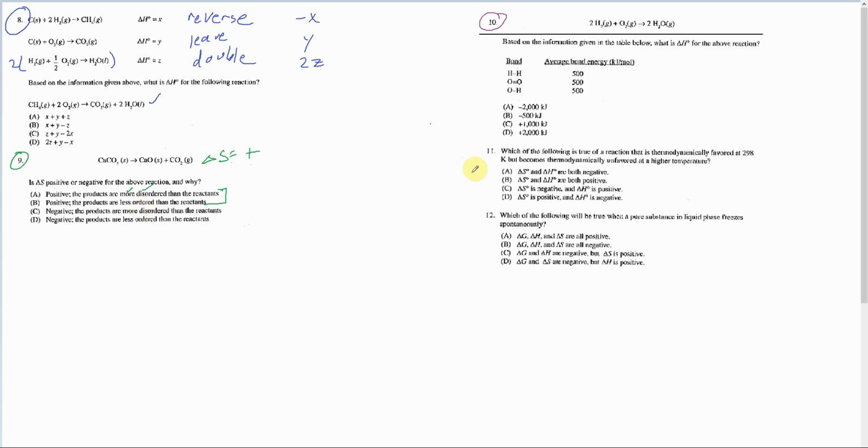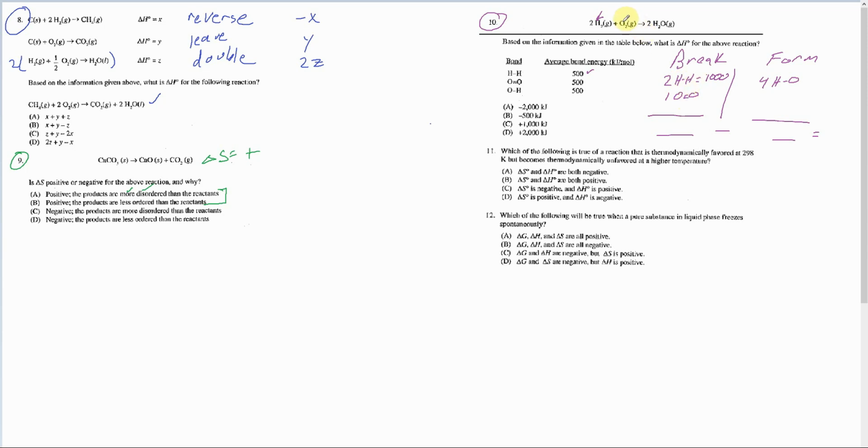If we go on to number 10, based on the information given in the table below, what is delta H for this reaction? Ooh, it's a bond enthalpy one. So you remember we set it up so that the bonds broken, we add up those bond enthalpies, and the bonds formed, we add those up, and we are going to subtract this number from that number and get the delta H. Well, in the reaction, I believe that's an H2 right there. So an HH bond is in this thing, but there's 2 of them because of the stoichiometry. If it's 500 for each one, I'm going to say 1,000 joules to break those bonds.